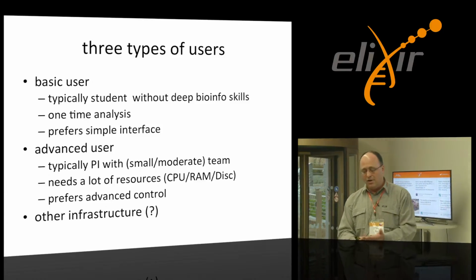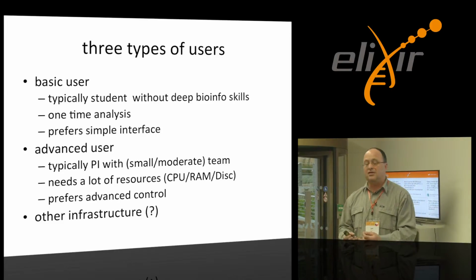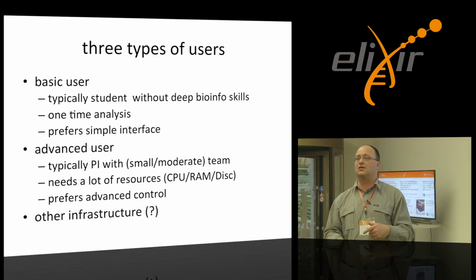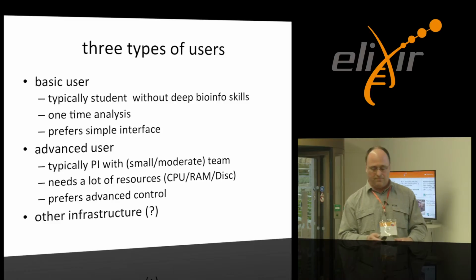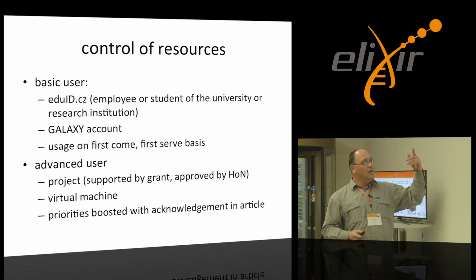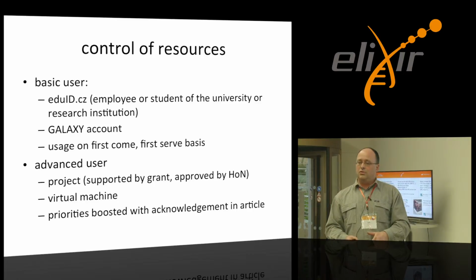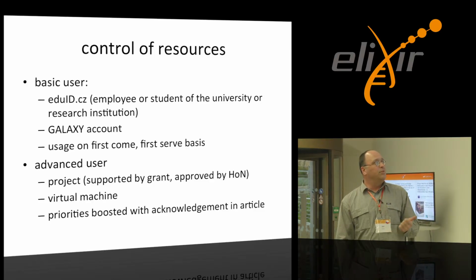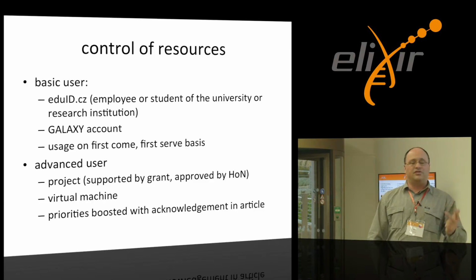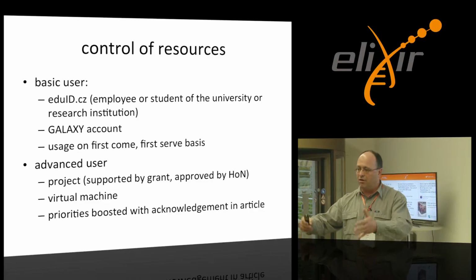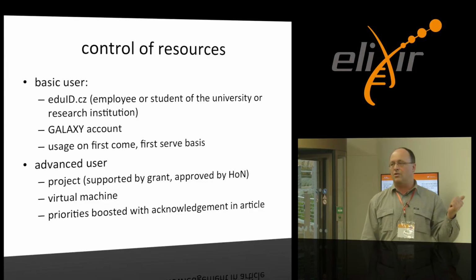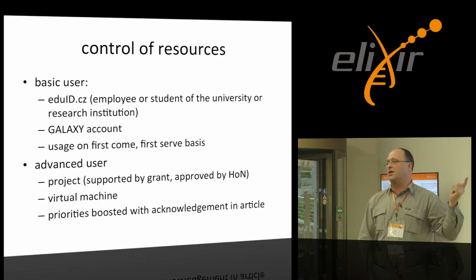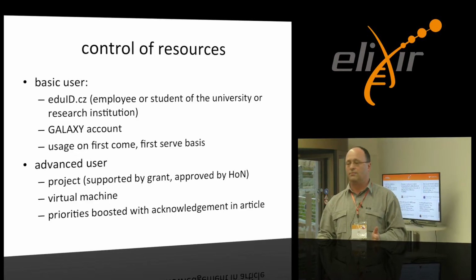And the third type of user we see as an ELIXIR user are other biological infrastructures. In the Czech Republic case, it's Open Screen, for example, who is working closely with us. So how do we allow the new users to use our infrastructure? For a basic user, when you are an employee or student of a university or research institution, so you are a member of ELIXIR, you get an Edu ID, and using the Edu ID, you can easily get a Galaxy account and use Galaxy as a tool.